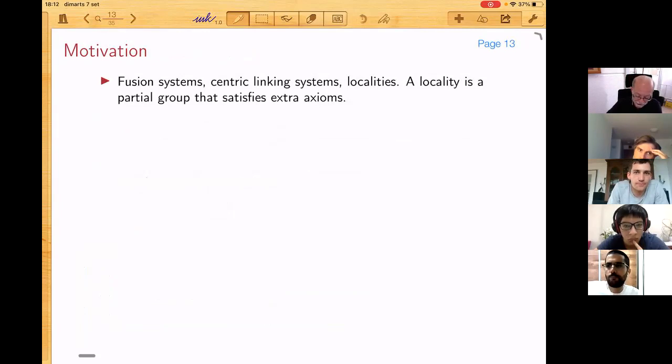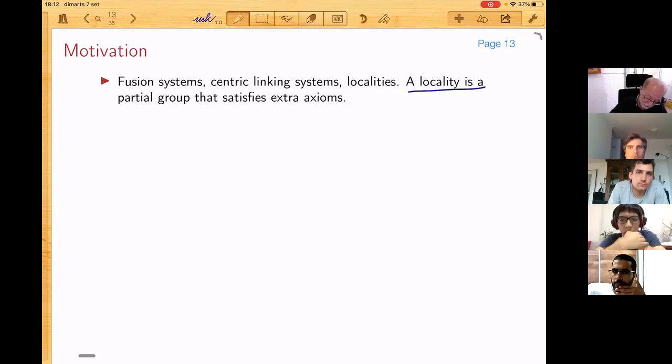So the motivation, as I mentioned, is efficient. I'll skip the definitions of these notions. I'm sorry about that. A locality in particular is a sort of partial group that satisfies some extra axioms. And this first work with Alex was intended to be used in a forthcoming paper on localities that we are preparing.